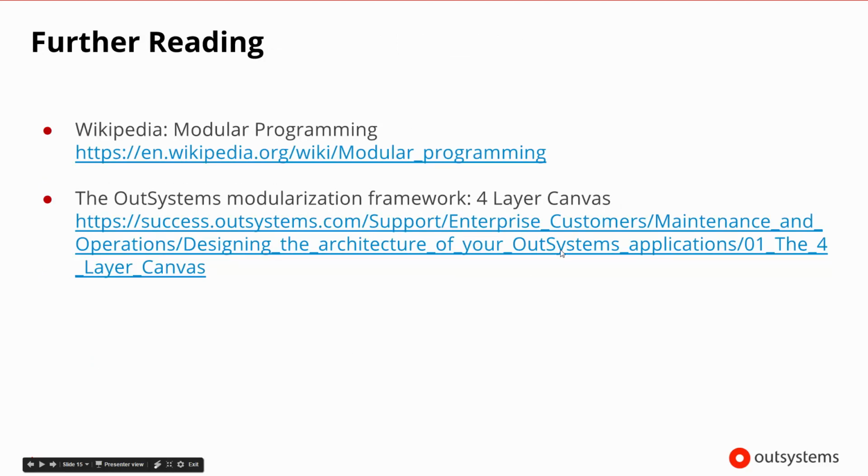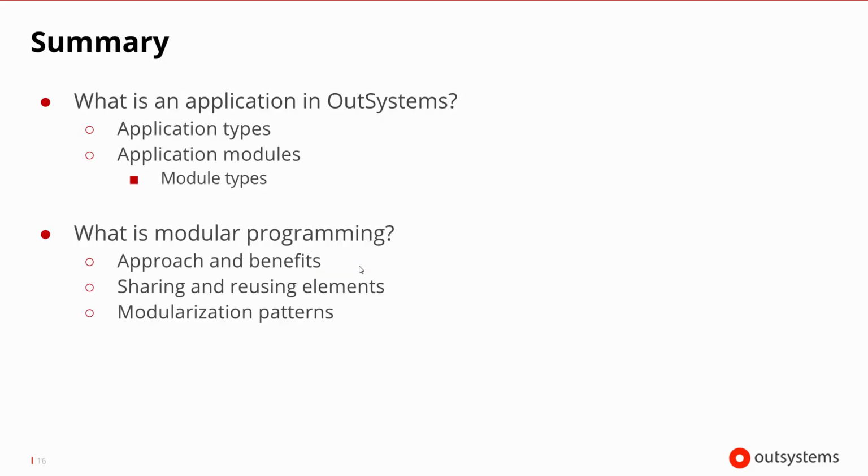So these are different types of modularization patterns that can be very interesting. So in general, the definition that we had here for modular programming came from Wikipedia. And inside of OutSystems, we do follow these modularization patterns, and we have something called the 4-layer canvas that is part of the architecture of OutSystems applications. So we sort of have a set of best practices that tell you how you can architect your application. And if you want, you could go ahead and read this particular brief on how you can approach that and what it takes to do that.